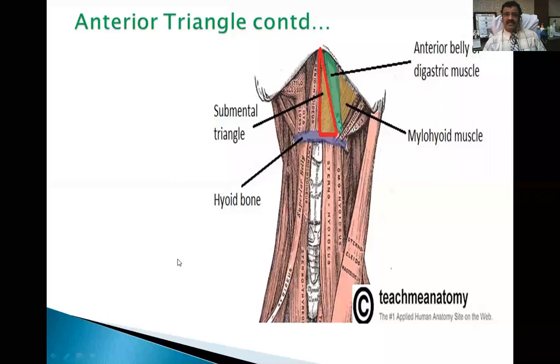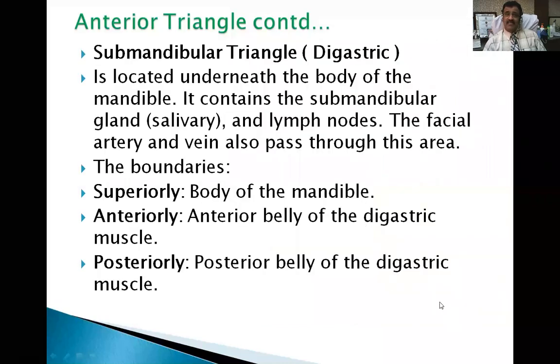Okay. And now the next triangle is the submandibular triangle, that's also called digastric. This is located underneath the body of the mandible. So that was under the chin, submental. This is under the body of the mandible. It contains the submandibular gland. There are three pairs of major salivary glands, one of them is this submandibular gland, and the submandibular lymph nodes also. The facial artery and vein also pass through this area.